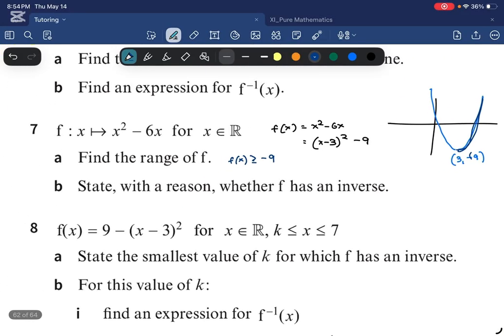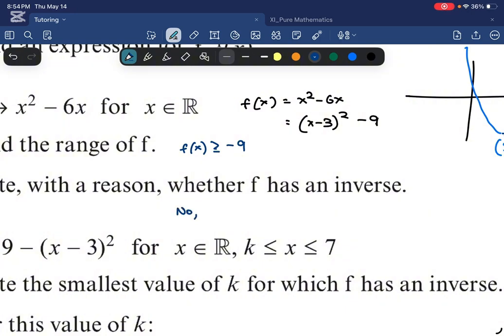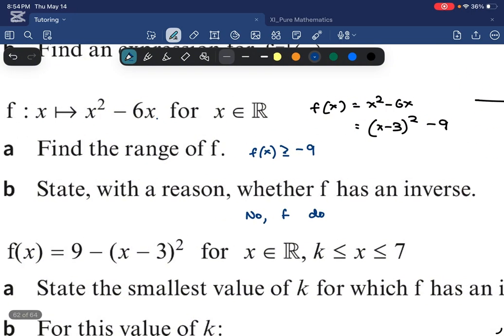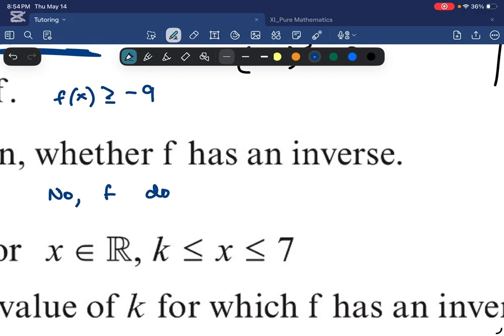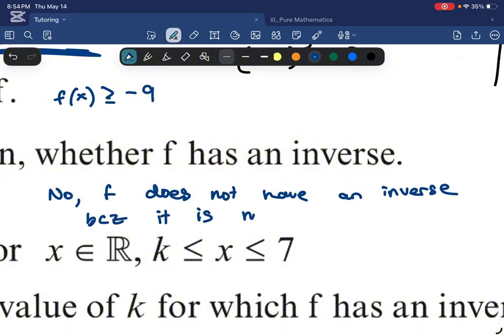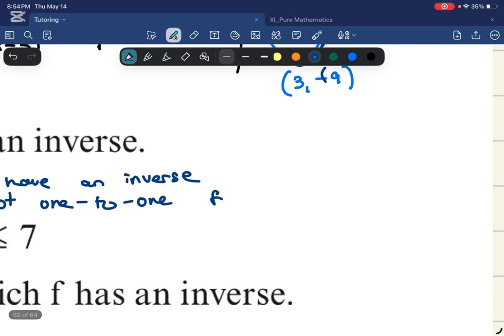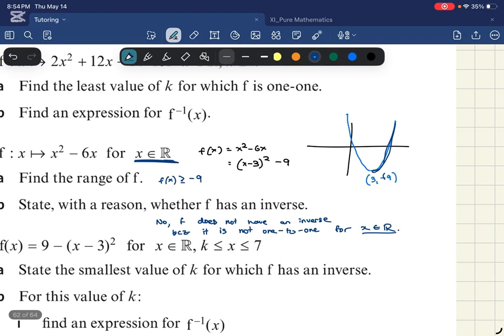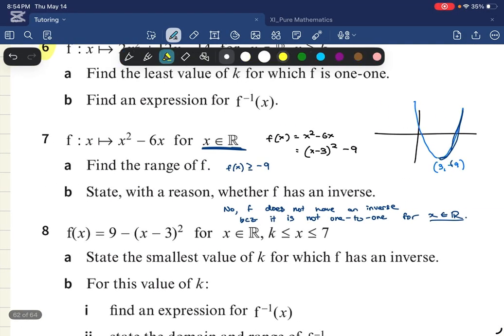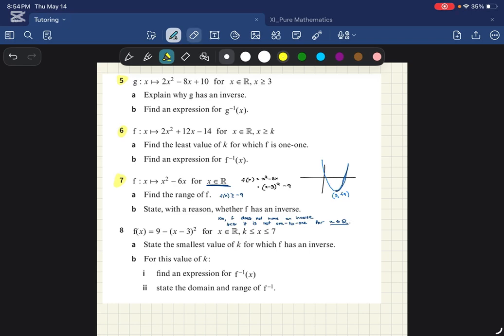State with the reason whether f has an inverse. No, f does not. For this domain, we are considering x a real number. So for this domain, no, f does not have an inverse because it is not 1 to 1 for x an element of the real numbers. So for this domain restriction, f is not 1 to 1, therefore it does not have an inverse.